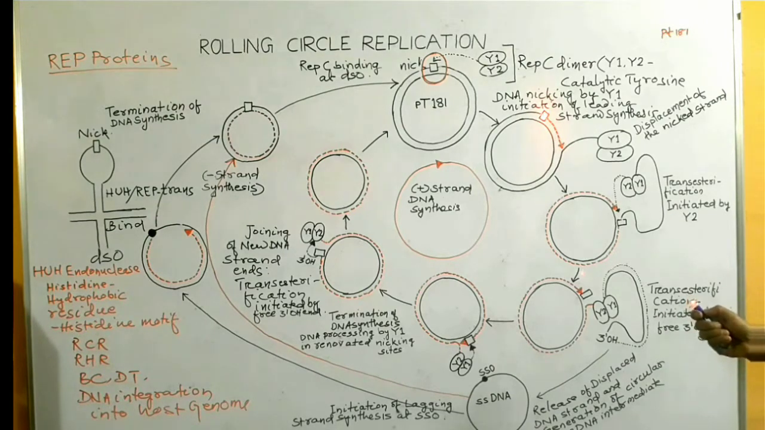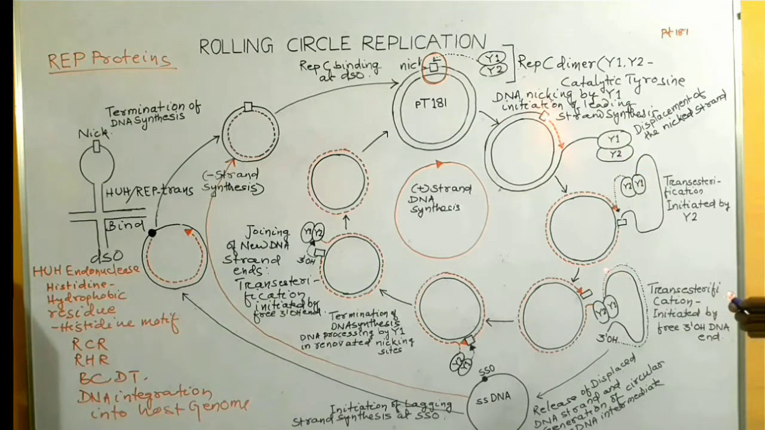The freed 3' end will act as a primer for the synthesis of the new DNA strand. This red colored strand is the new DNA strand that is being synthesized. During the synthesis of the leading strand, the 5' end of the nicked DNA remains covalently attached with the Rep-C dimer. This is the Rep-C dimer which has been attached covalently with the 5' end of the nicked DNA strand. And during this process, the nicked strand is displaced.